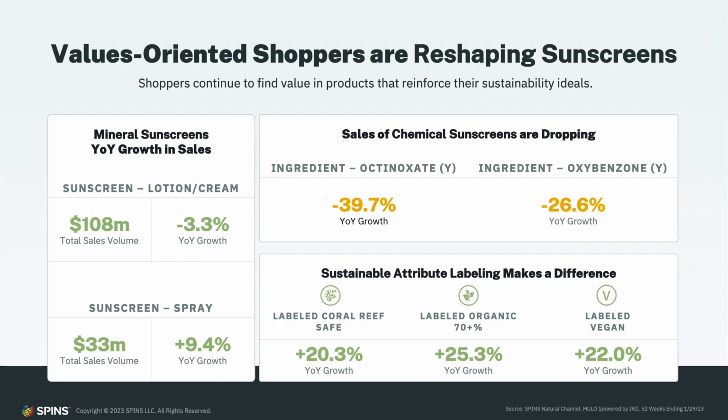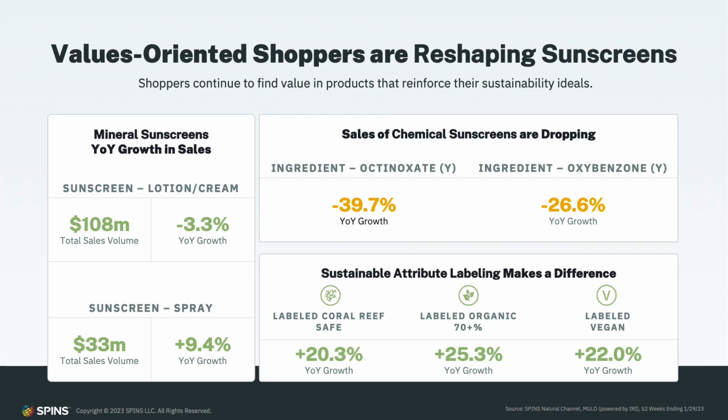While we're not seeing the absence of chemical sunscreen agents making a major impact in sunscreen lotions and creams, we are seeing it have a major impact on sunscreen sprays, with 9.4% growth as compared to negative 9% growth for sunscreen sprays that do contain chemical sunscreen agents.